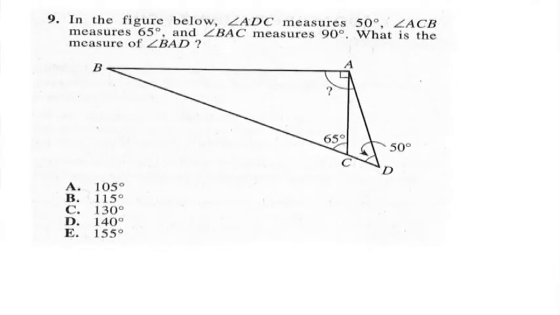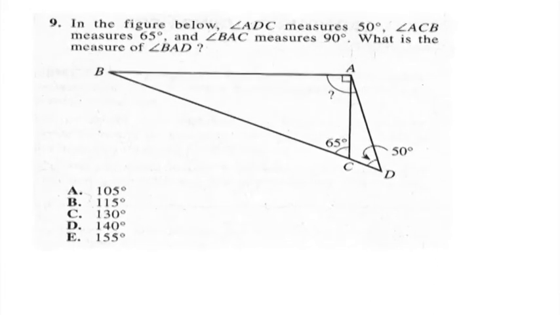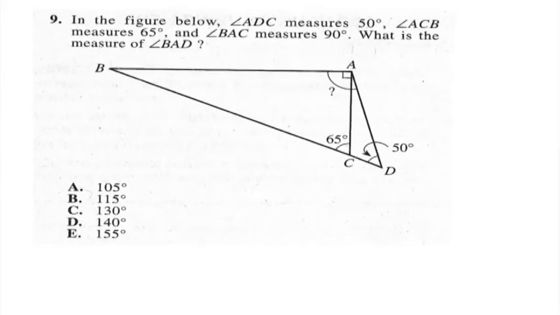Number 9 says, in the figure below, angle ADC is equal to 50 degrees. So we always want to take a second and locate that angle first. A comes down to here, D, and back up to C, and that's 50 degrees, and they've got it labeled for us. Then it tells us ACB is 65. That's AC, B back up to here is 65, and then they tell me that the BAC is equal to 90 degrees. What is the measure of BAD?